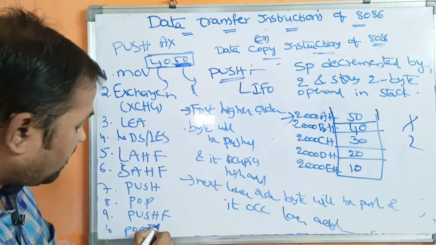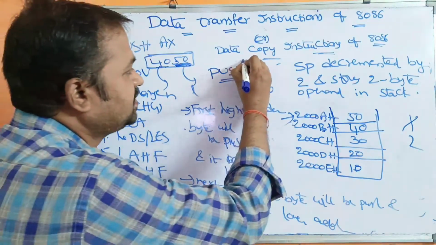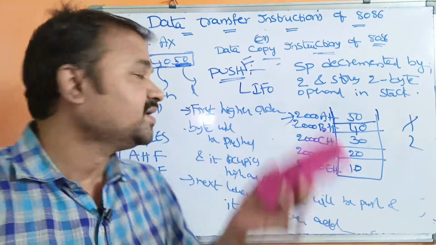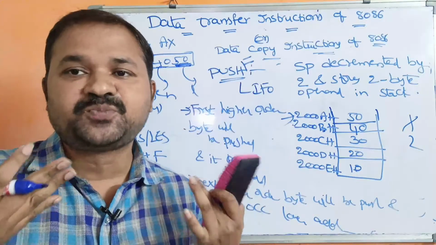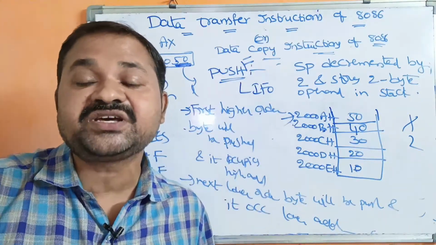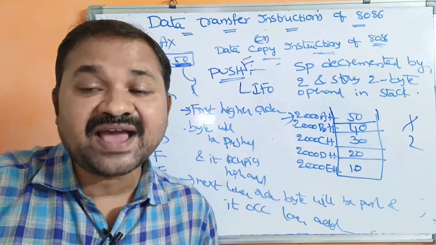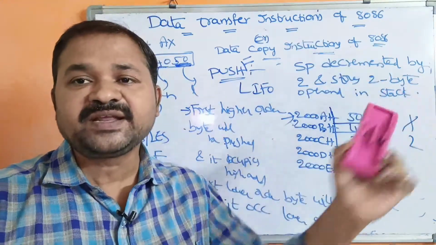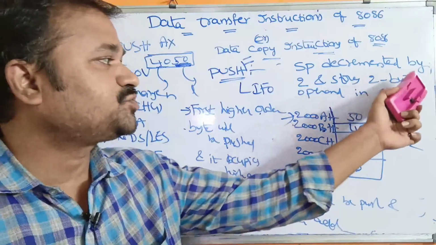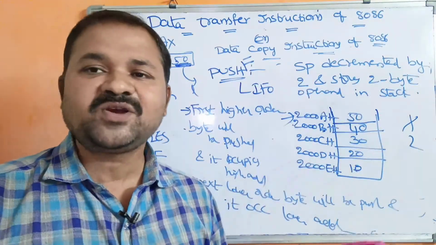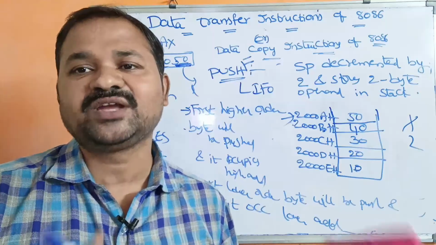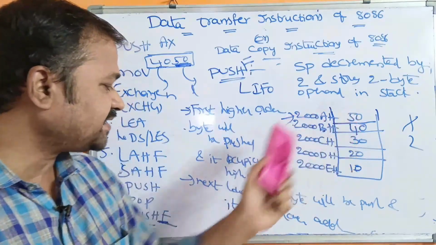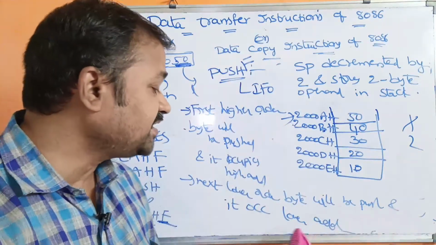Now let us see one more instruction, that is PUSH F. So PUSH F means instead of the general purpose register, here we have to push the flag register. PUSH F means push the flag register onto the top of the stack. The push operation decrements SP by 2 and stores the 2 byte operand into the stack. Why? Because we know that the flag register size is 16 bits only. It also contains 2 bytes. So first the higher order byte will be pushed and it occupies the higher address. Next the lower order byte will be pushed and it occupies the lower address.